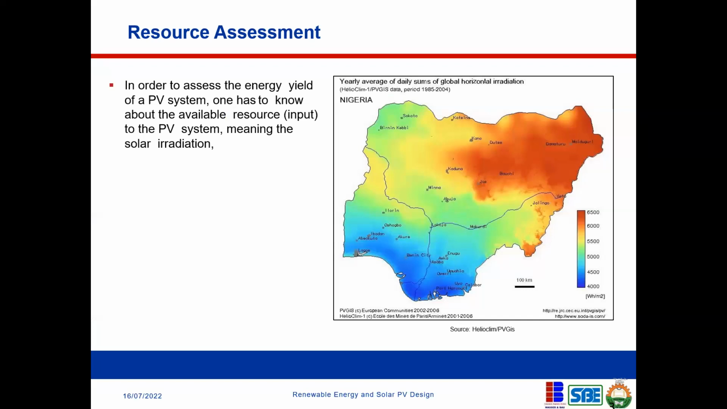So this is just a heat map for Nigeria. We all know that you have more solar sunlight available in the northern part of Nigeria than in the southern part of Nigeria. But again, the downside of it is that you also have higher temperatures in the north. So because you have higher temperatures, it will also reduce the output of the solar panel.